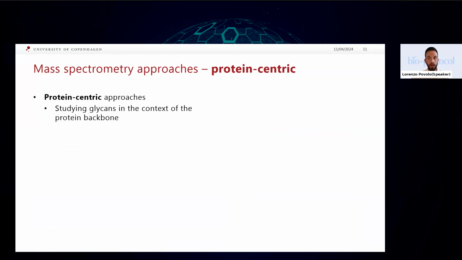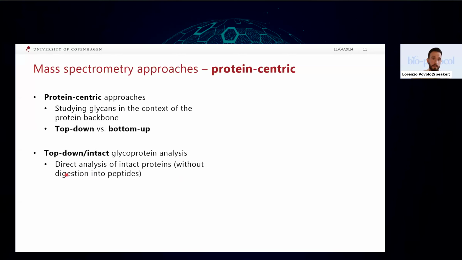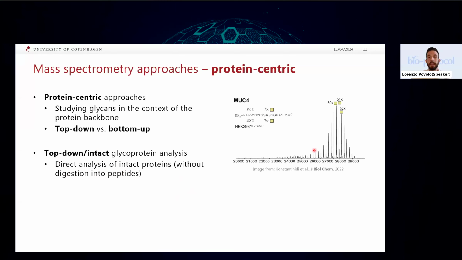And to make a rough classification, two major types of protein-centric mass spectrometry approaches are top-down approaches and bottom-up approaches. Some of you might be familiar with this, but we'll just go through quickly for the first, to then go into bottom-up approaches later. So top-down approaches see the direct analysis of intact proteins, so without digestion into peptides, for who has experience with mass spectrometry. And the typical outcome from this analysis is a spectrum like this, where we can see how many glycans decorate a specific protein that we use in the analysis.